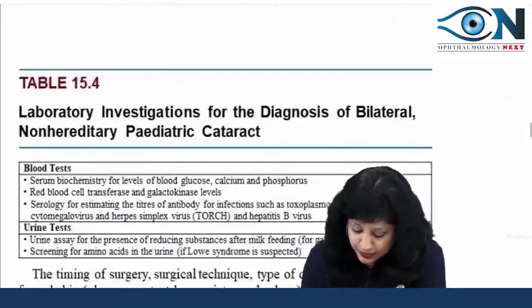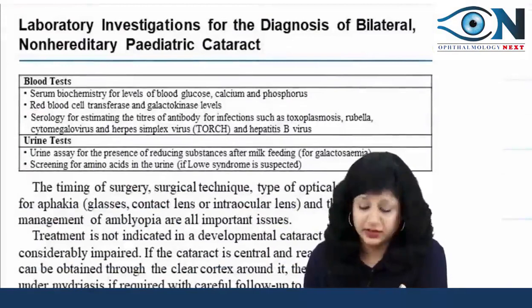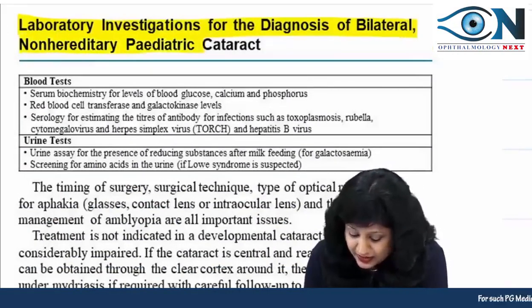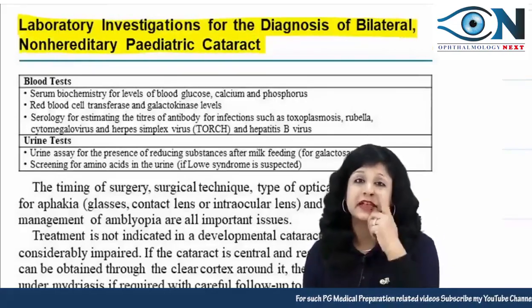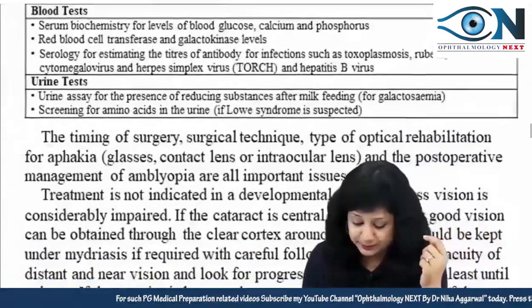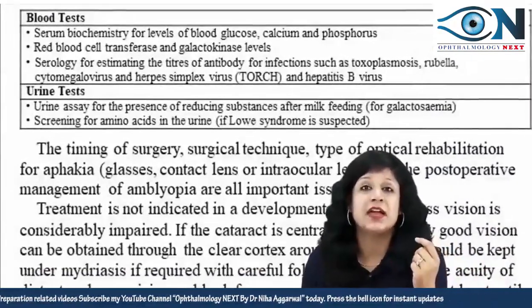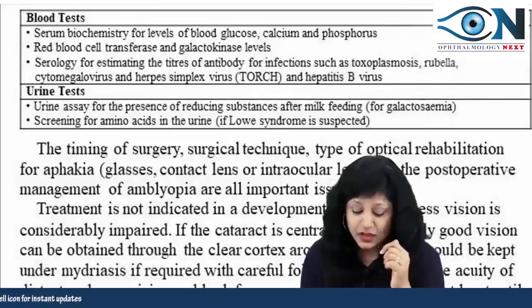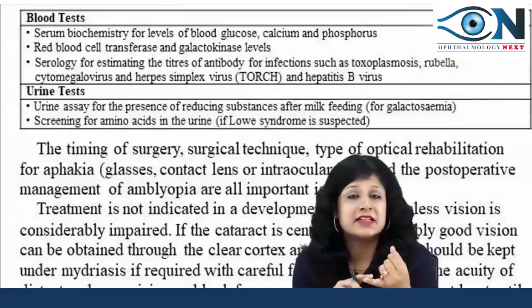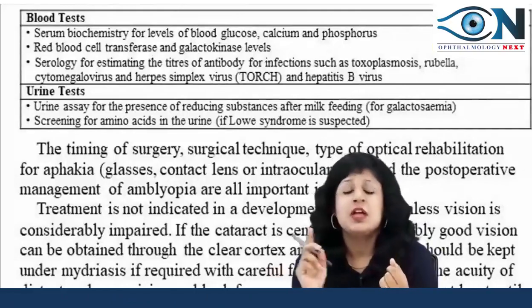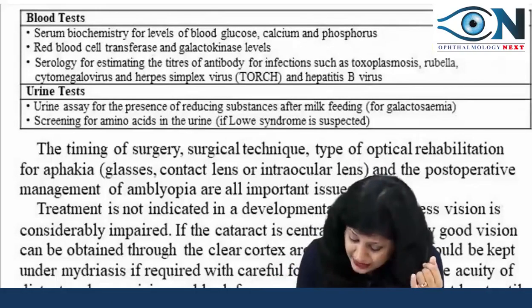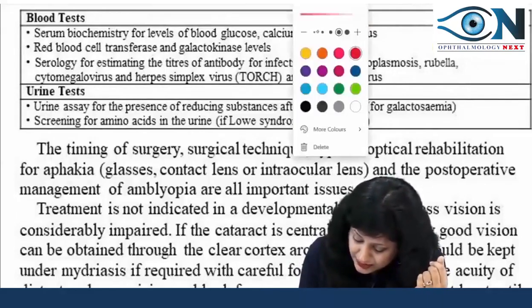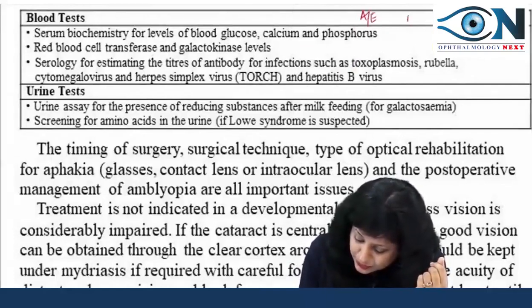Now this is very, very important, ultra important. The laboratory investigations for the diagnosis of bilateral non-hereditary pediatric cataract, and I can bet you that we can get direct questions from this. This has been included, that's why in your app also there is the important box here. So you have to see that we have got certain blood tests and urine tests that are necessary. You can get a direct question, you can also get an all-except MCQ on this, all-except MCQs, right?